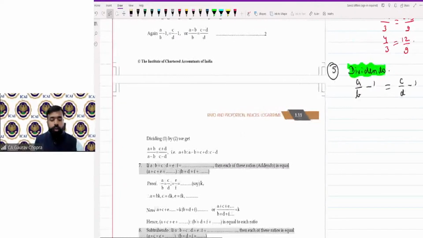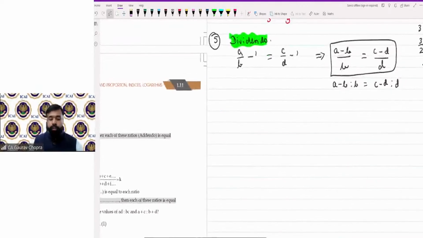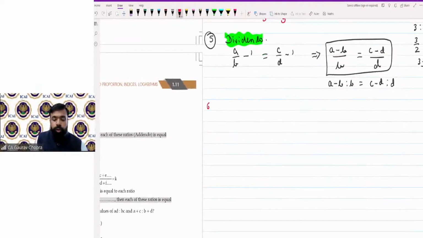So this was dividendo. Now the next property is componendo and dividendo, both together. Both are applied together. So let's write the next property, componendo and dividendo. So both we have to apply simultaneously.